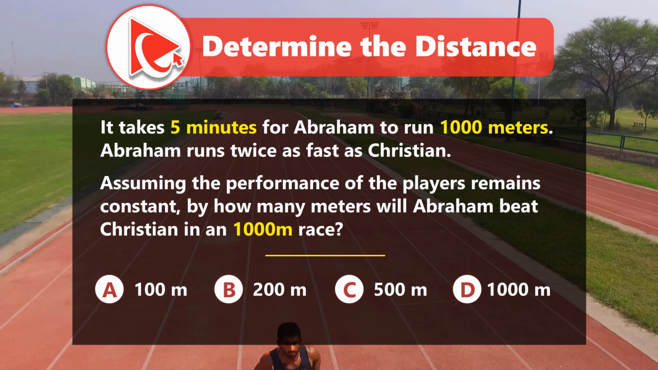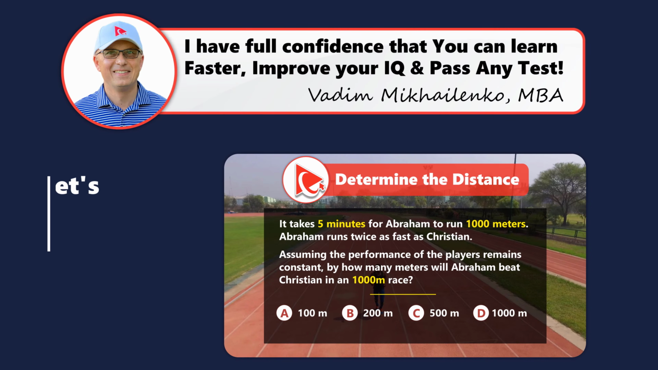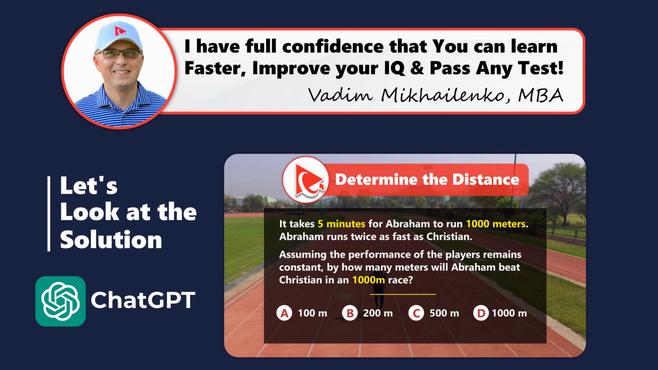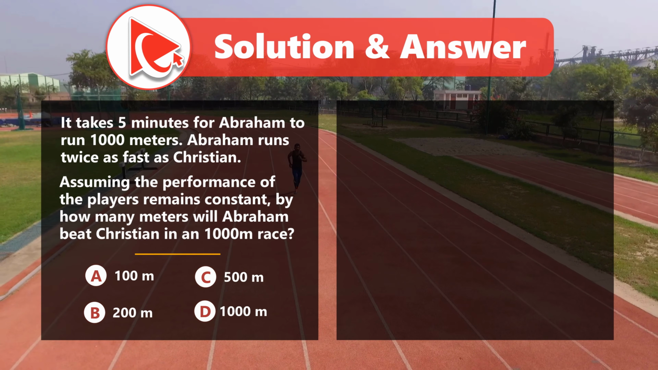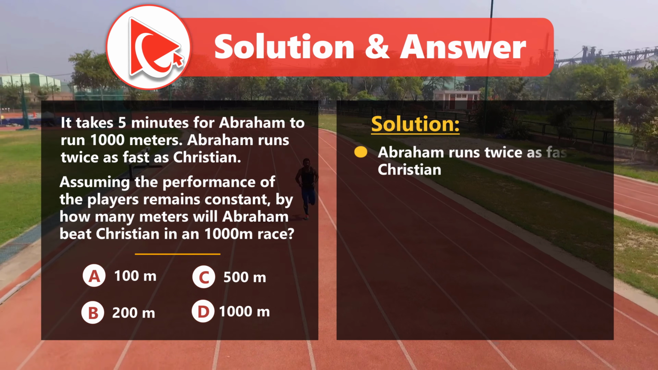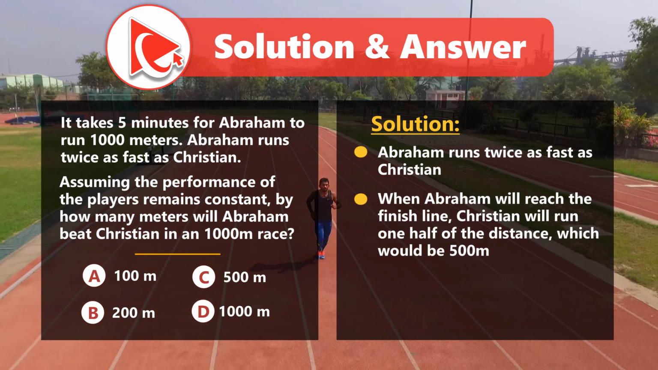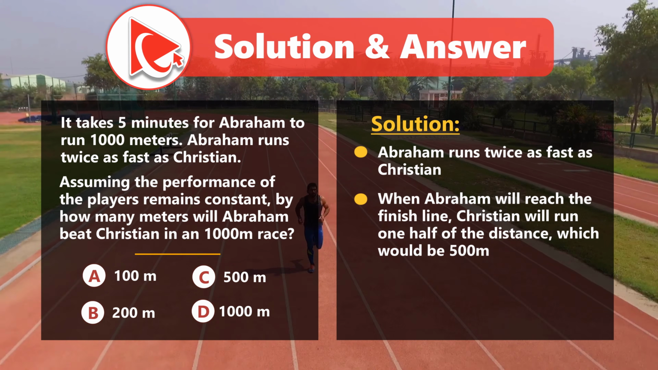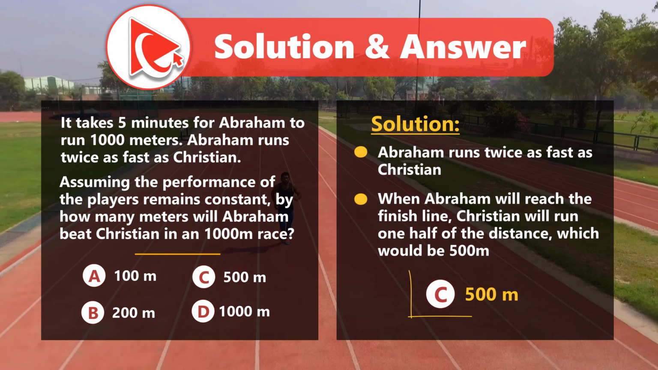As usual, I am moving forward to share with you my version of the answer, and then we will try ChatGPT to see how well the artificial intelligence will be able to solve the challenge. The solution to this challenge is very simple. Because Abraham runs twice as fast as Christian, when Abraham reaches the finish line, Christian will have run half of the distance, which would be 500 meters. So the correct answer here is choice D, 500 meters.